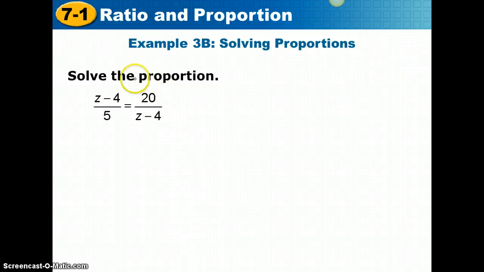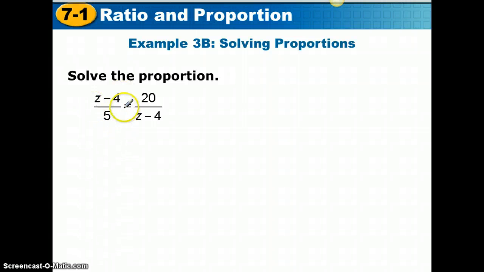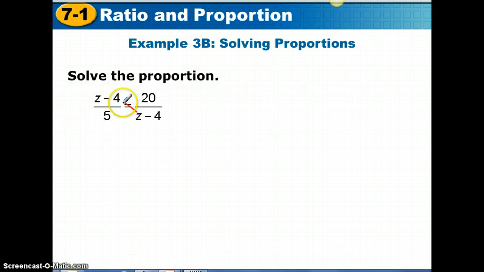In example 3b, however, you notice this problem is a little bit different. The extremes are the binomial z minus 4. When we multiply z minus 4 times z minus 4, we should recall that while I can write it z minus 4 times itself, I could also call that z minus 4 squared. And then I need to take the product of the means, 5 times 20. 5 times 20 is 100. So z minus 4 squared equals 100.